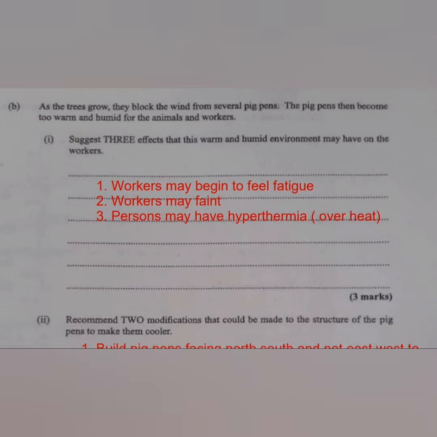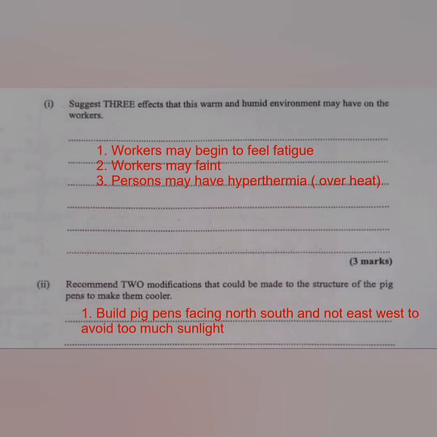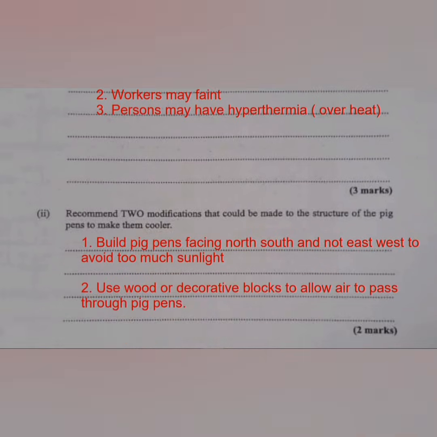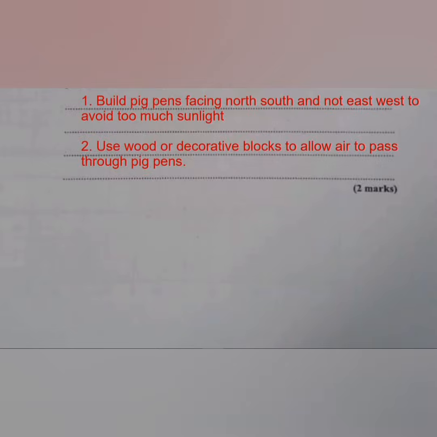Next question, it says recommend 2 modifications that could be made to the structure of the pig pens to make them cooler. So you're thinking about how they could fix the problem so that the pig pens are cooler. I have 1, build pig pens facing north, south, and not east, west to avoid too much sunlight. And 2, use wood or decorative blocks to allow air to pass through the pig pens. If you have any other suggestions or any other recommendations, you can add this as well. But those are 2 to go by. And that's for 2 marks.